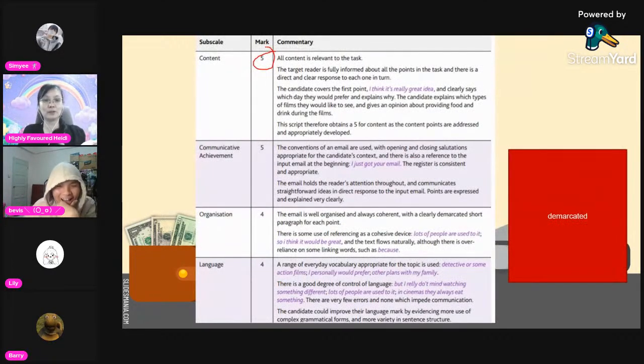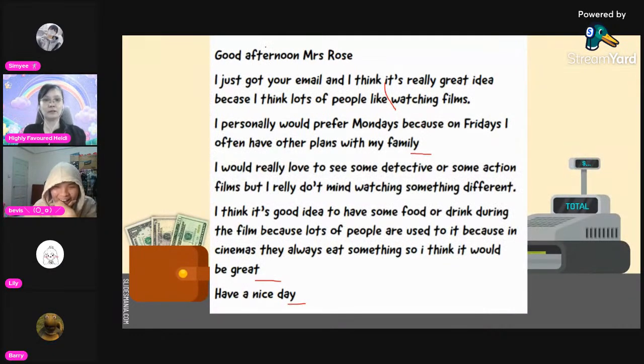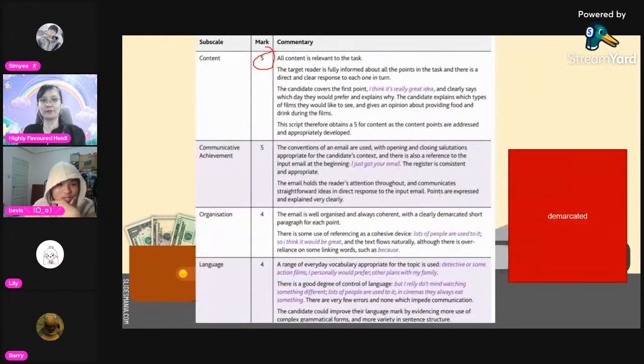And then after that, communicative achievement. Yeah, he communicates correctly, giving all the information needed. No extra, no irrelevant, or no omission. Score 5. So it's not hard to score 5 for B1. Then after that, organization, like what I said, there's no paragraphing.